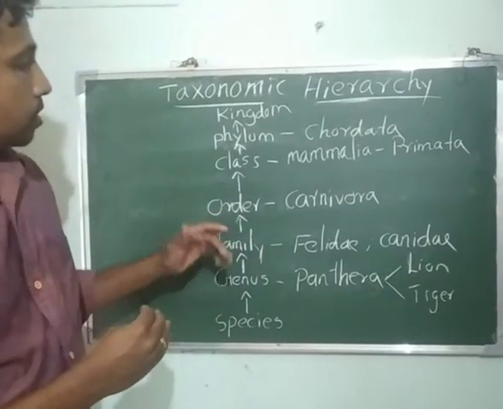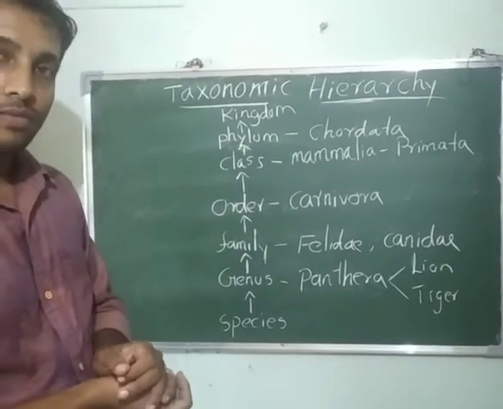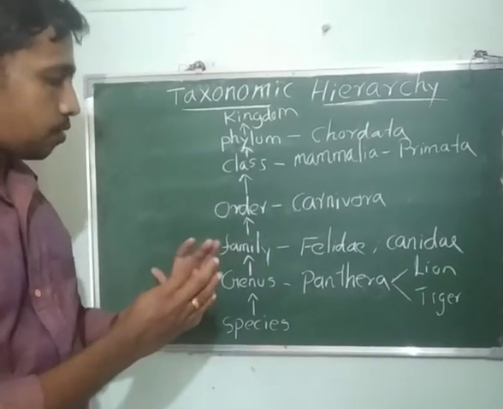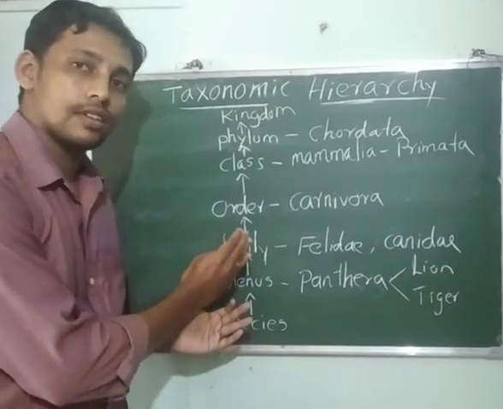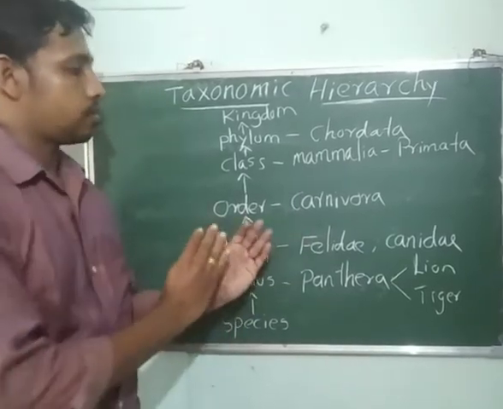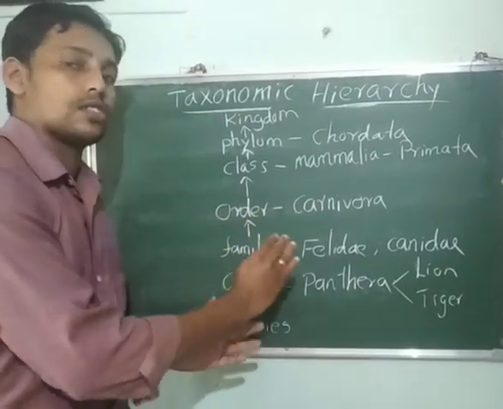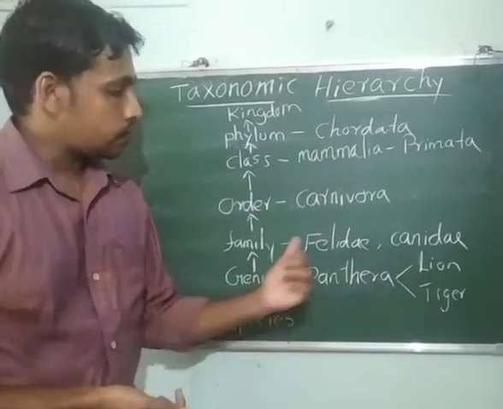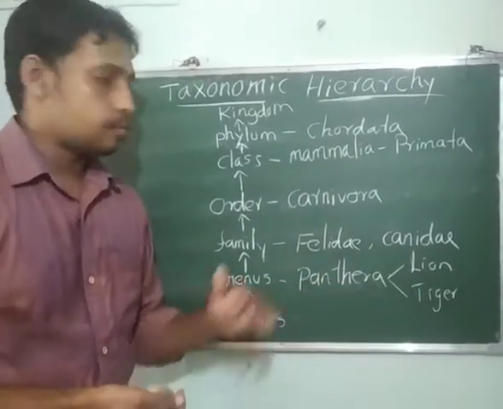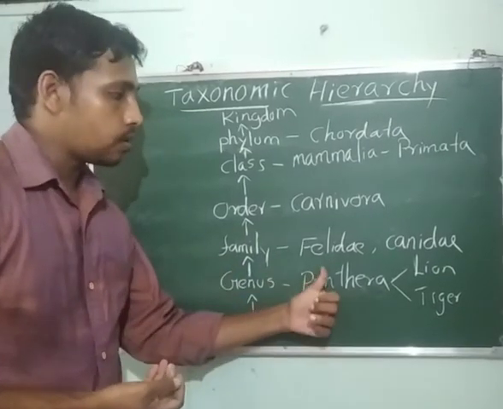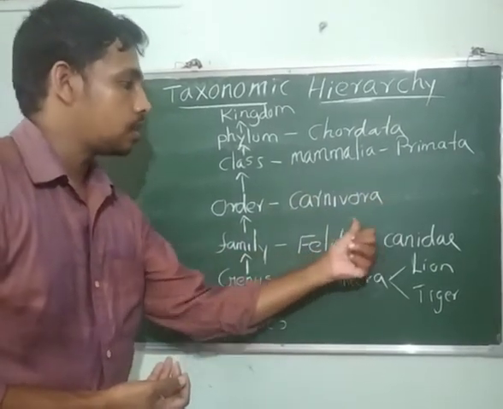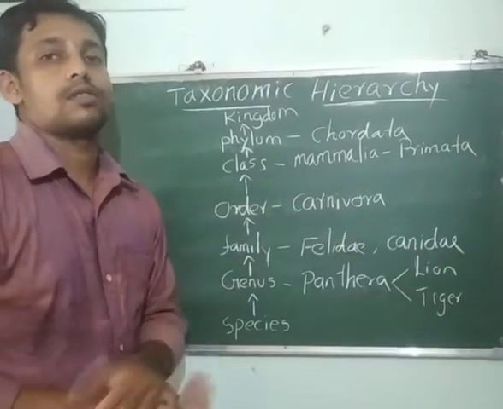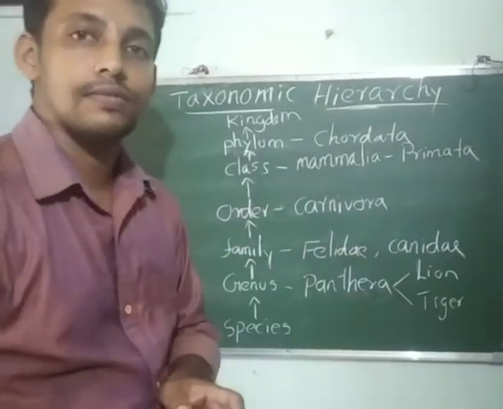The next higher level is what? Order. For example, Carnivora. What is an order? Order is a group of related families. Related families constitute an order. For example, in Carnivora, Felidae and Canidae, both are families. These are included in the order that is what? Carnivora. They consist of carnivorous organisms, carnivorous mammals.